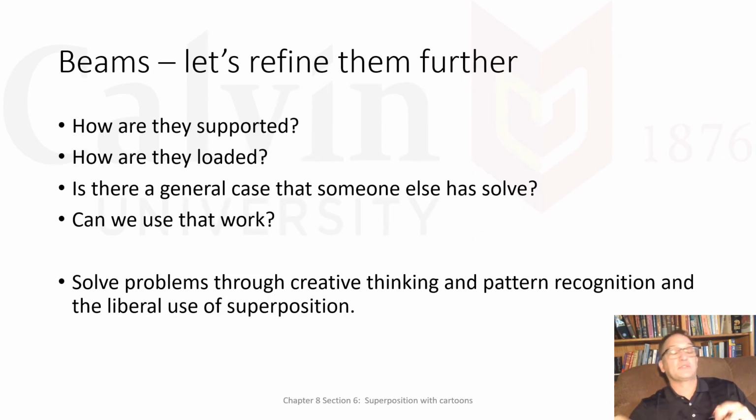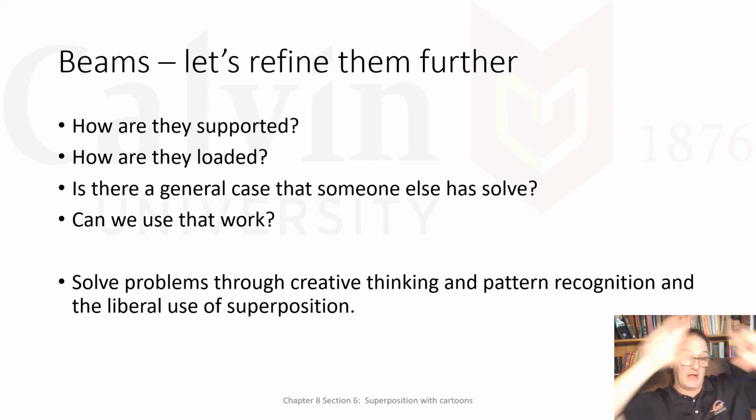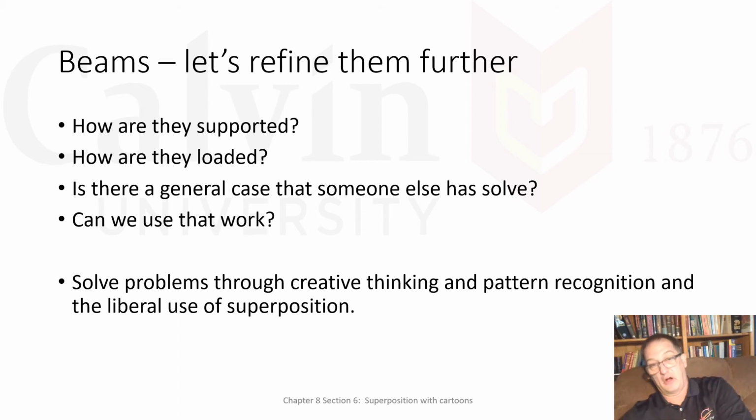In order to do this, instead of now looking at plants and animals, we have to look farther down. What kind of an animal is it? Is it cold-blooded? Is it warm-blooded? And so we have to look at our beams. We've got to describe them further. We've got to look at how are they supported and how are they loaded. And then we start looking at the pictures of what other people have solved and try to figure out, is this something that somebody else has already done? And can we use that work with a little bit of modification to get us to what we need?